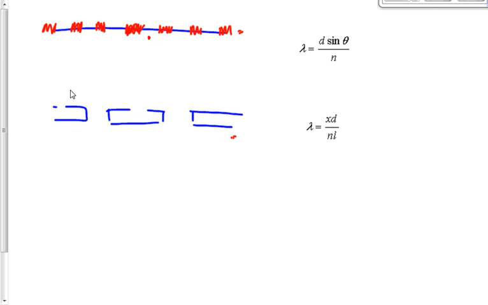Now, there's two equations that describe what happens here. There's the first one that you see up here, which is valid in all situations, and then the second one, which is valid in most of the situations. Let's take a look at what each of these variables mean, and then we'll discuss again why that second one isn't always valid and when it's not valid. Let's look at the symbol d here. d represents the distance between the openings.